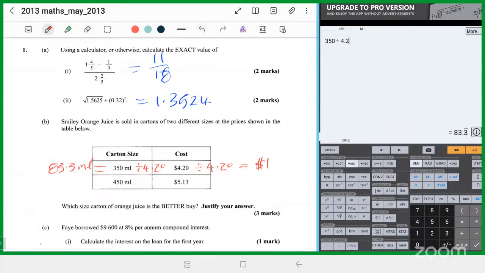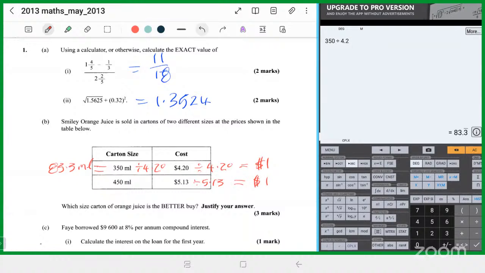We need to do the same thing for this one as well. We want to know how much we're getting for $1. So to bring this to $1, we need to divide it by 5.13. Divide this number by the same value to get it down to 1. We divide it, it's going to get $1. That's for the second carton.